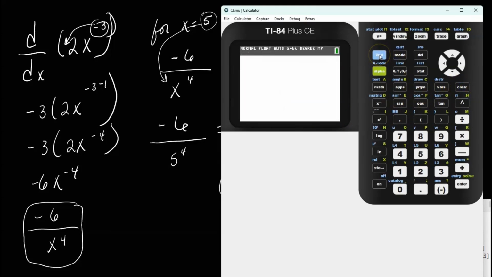There's another way. If I go second and hit catalog, and then hit the letter N so I can speed on down to the Ns, I want to go to nDeriv. So cursor down to there and press enter. So d over d, I want an x there. I want 2x raised to the negative 3. And then I want my x to equal 5. I press enter, and we get the same answer again. I like this one the best, but you can choose which one you like. Okay, so we got the same answer as before.